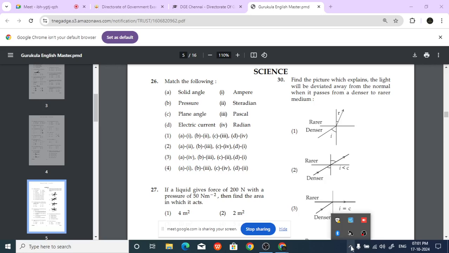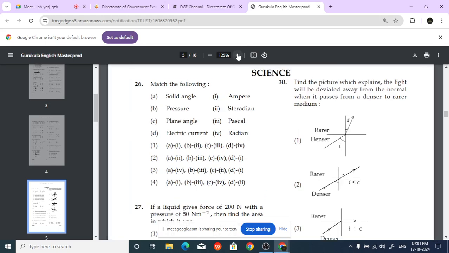So we have question number 26, match the following. I will read the question, one question by myself. Match the following. On the left hand side we have solid angle, pressure, plane angle, electric current. On the right hand side we have ampere, steradian, Pascal and radian. Now we have to match the following, and they have given four options. Which is the right option, or are you able to match at least one of them?